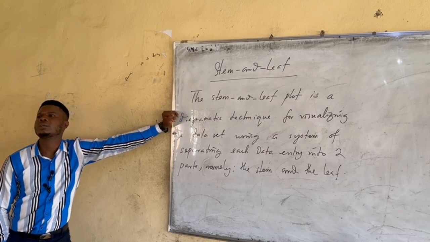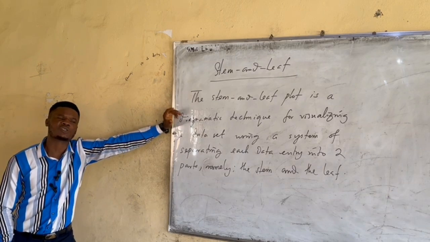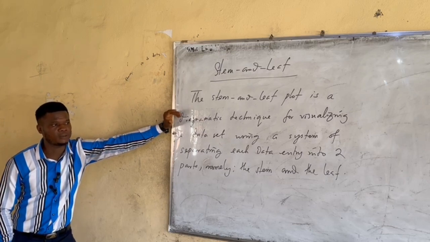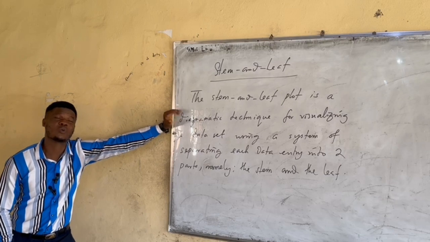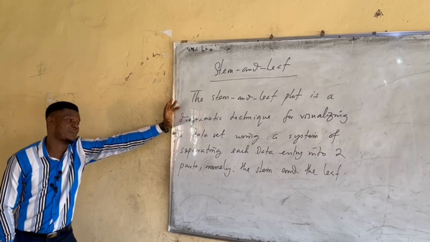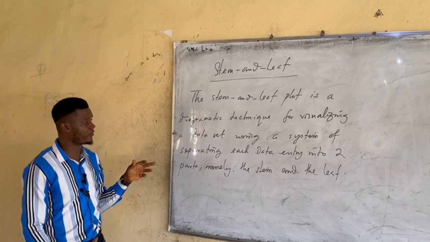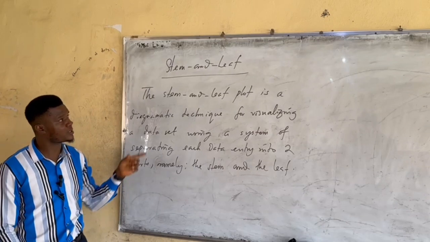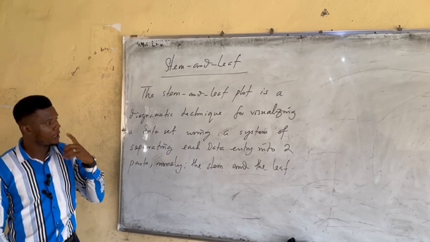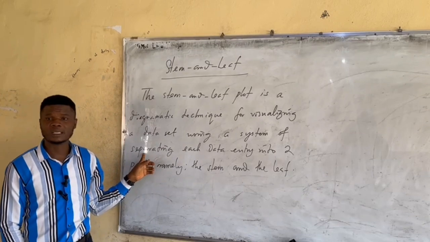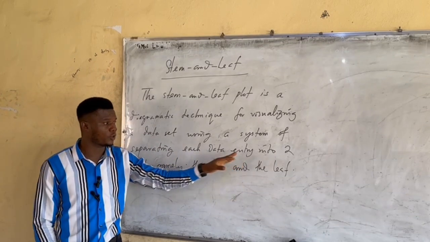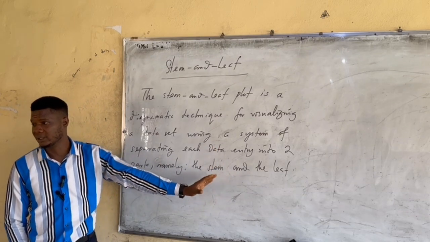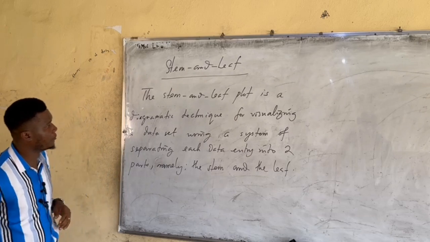So the question starts with answering. The first question is giving answers to the meaning of what? Stem and leaf. So what is stem and leaf or stem and leaf plot? It is just a diagrammatic technique for visualizing a data set. Now the question is, how do you visualize a data set using this plot called the stem and leaf? We use a system that separates each data entry into what? Two parts, namely the stem and the other one, the leaf. Is it clear?